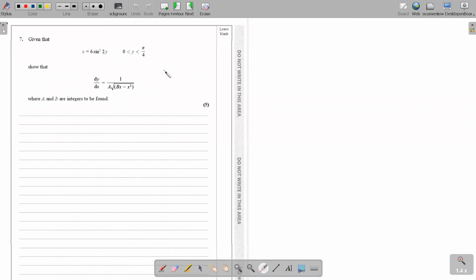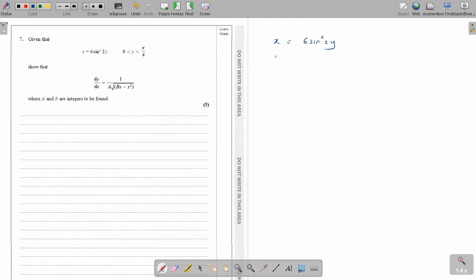Okay, so moving on to question number 7. Given that x equals 6 sine square 2y, show that dy by dx equals 1 over a times root bx minus x square. 5 marks. Let's get started. So x equals 6 sine square 2y.